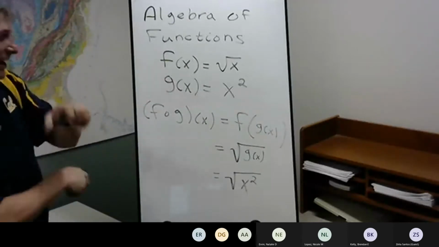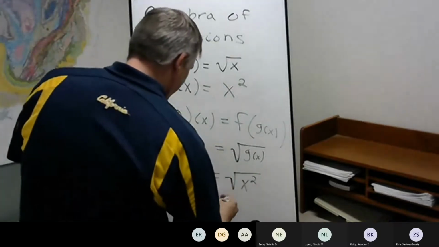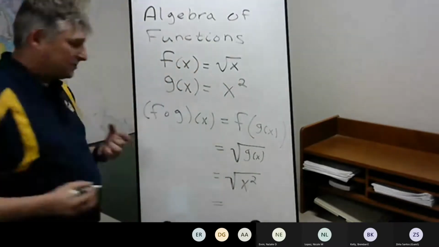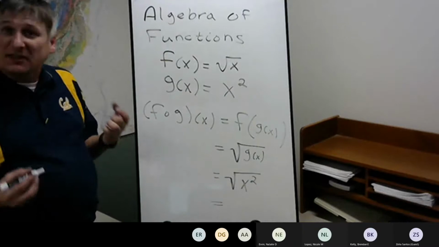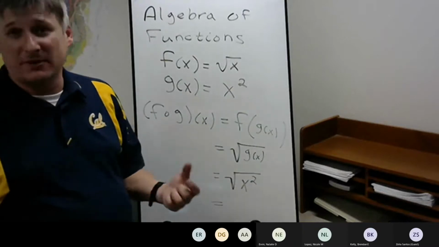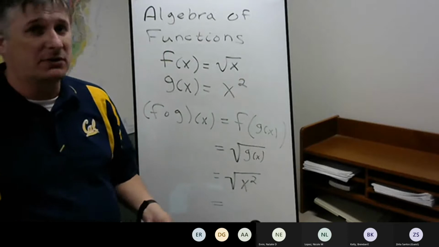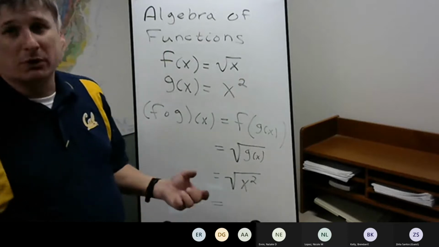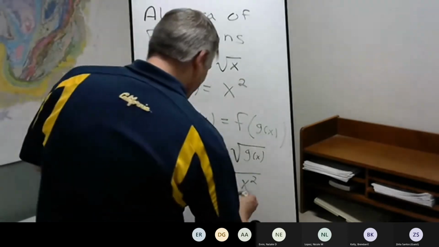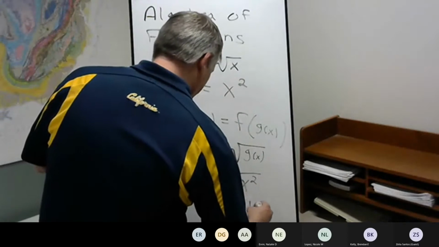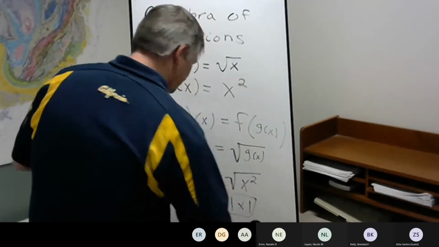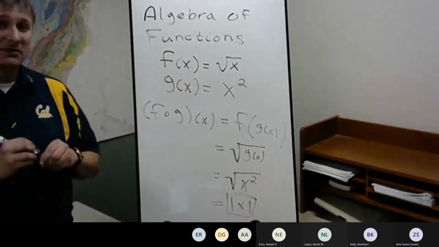Now, of course, if you want to simplify this down, what's the square root of x squared? Well, think back to the definition of absolute value. One definition for it is the square root of x squared. And so that can be your answer.